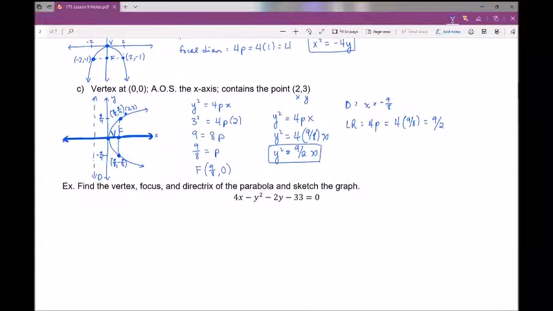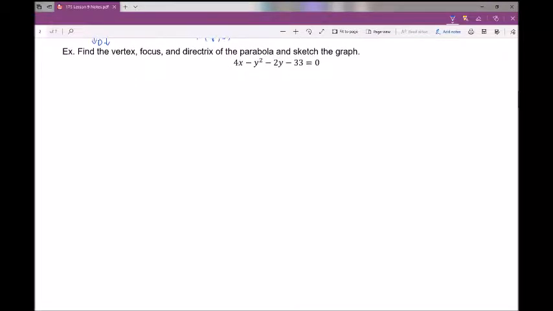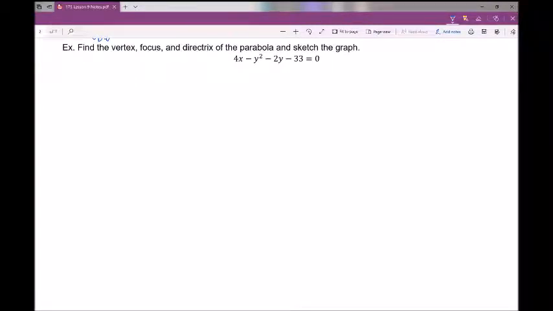Okay, so we'll do one last example in this video. We're going to find the vertex, focus, and directrix of the parabola and sketch the graph. But notice this time we don't have the parabola in a nice, neat form that tells us the vertex. So we need to get it into that form. And if you remember doing circles in Math 113 and changing the form of that equation, this is really similar. So the first thing we want to do is move all of our constant terms to the right side and group together all of our variables.